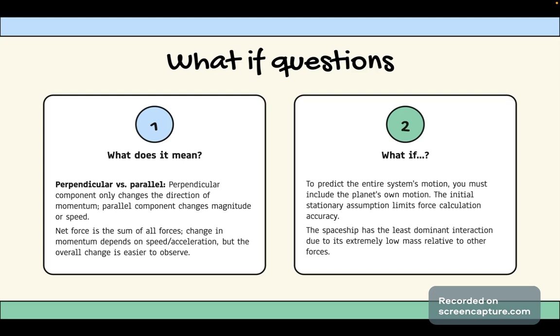And just for what the most dominant forces are, the spaceship has the least dominant force because of its extremely low mass, but also the other objects have larger masses, like the black hole, so that would have more of a dominant interaction and force. And that was my lab.